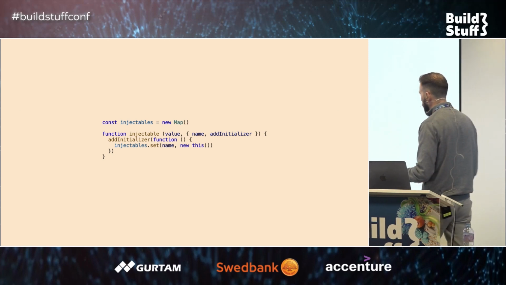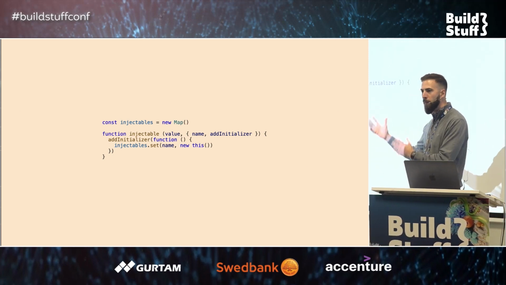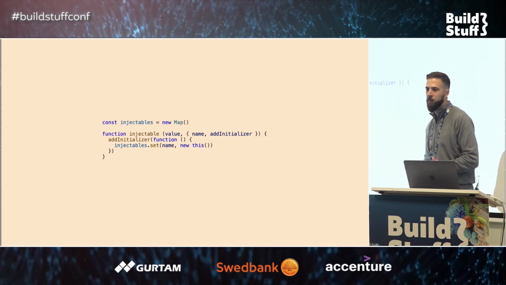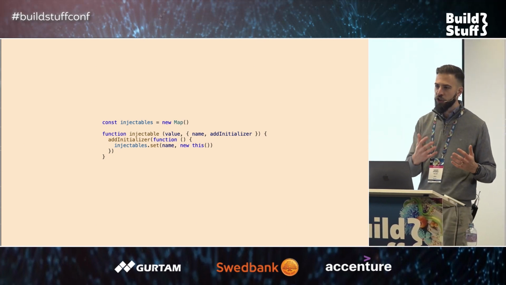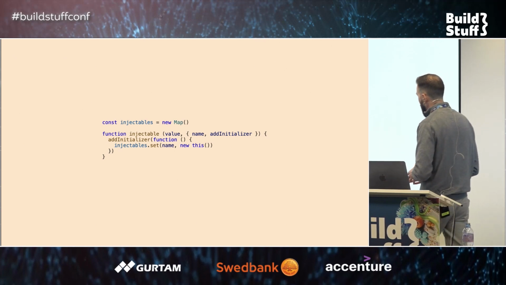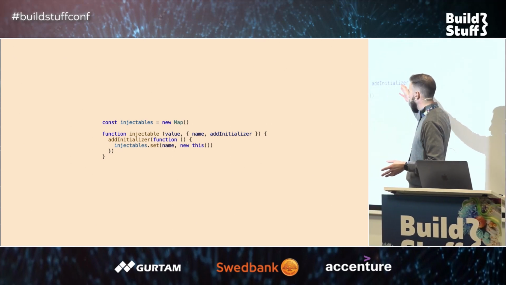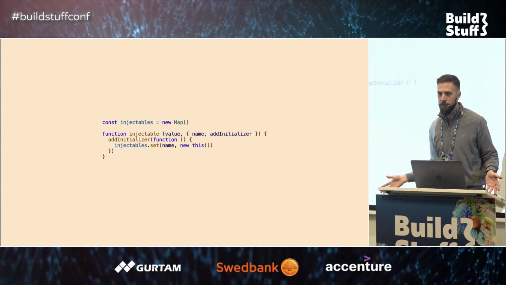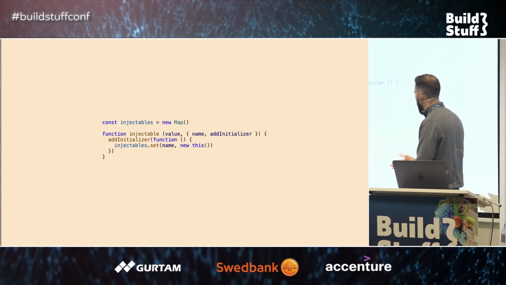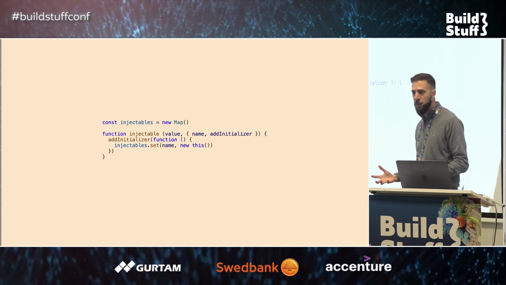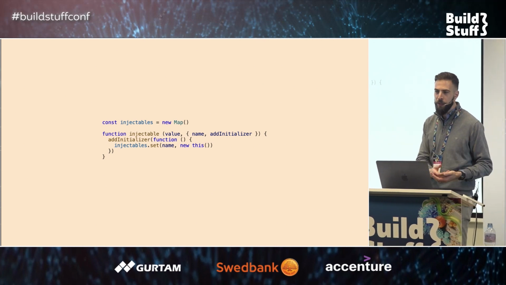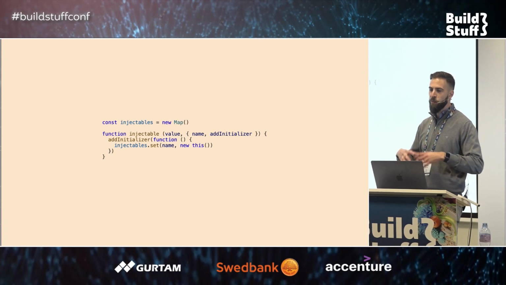First of all, we would have to keep a map of all the injectables, all of the classes that we want to be able to inject somewhere else. And then the decorator is actually quite simple. We're going to use addInitializer again. That's the callback function that runs after the decorated entity has been initialized.